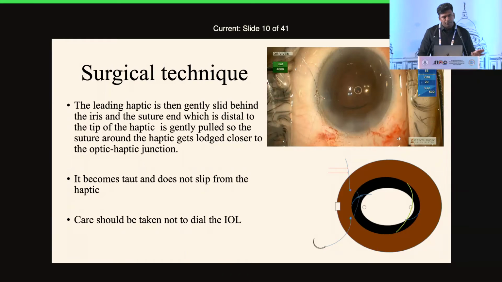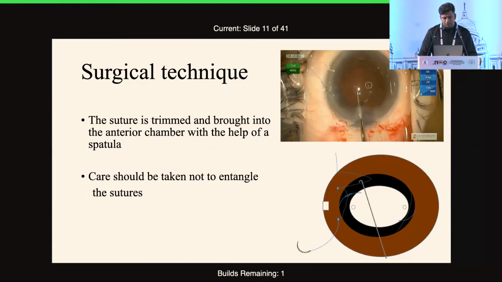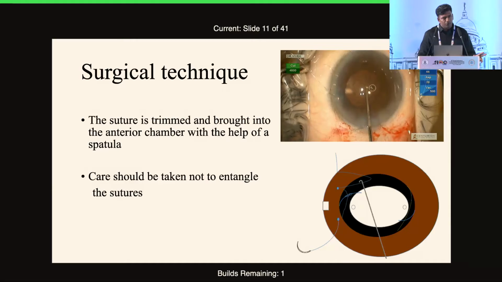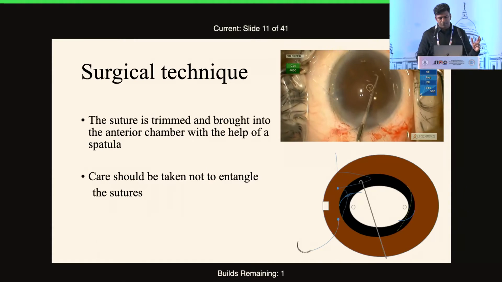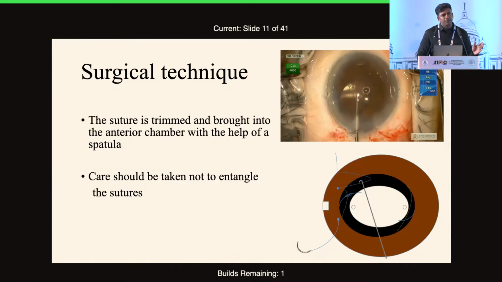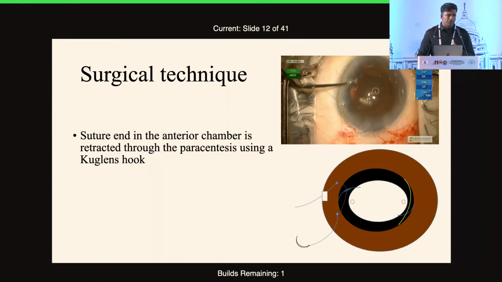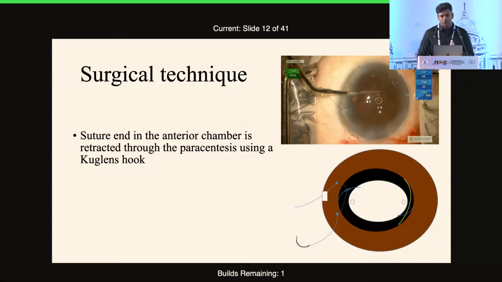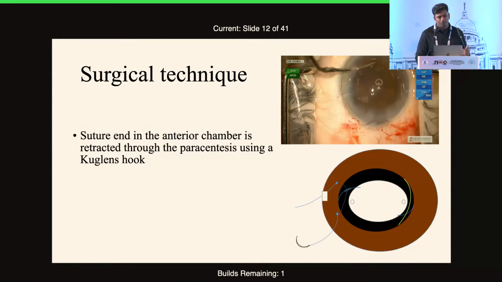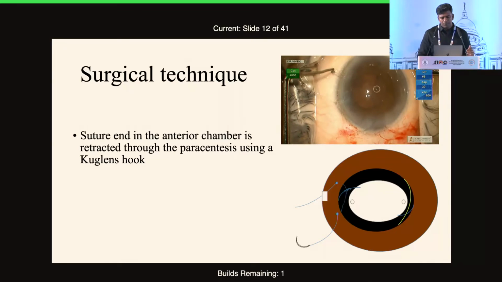So now that the IOL is positioned inside, what we have to do is trim the suture on the exterior which is coming out of the limbus, and internalize it using a spatula or Kuglen's hook. Once both the sutures are in the anterior chamber, we have a common paracentesis in the middle. You bring both the sutures through the common paracentesis. The instrument we need for this is a Kuglen's hook, which is very important. You cannot use a Sinskey or anything else. It's always important to have a Kuglen's hook.